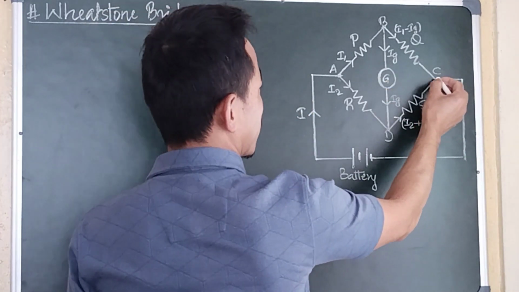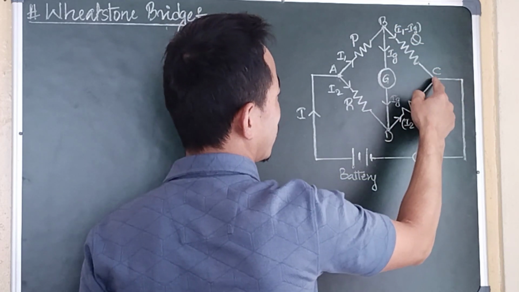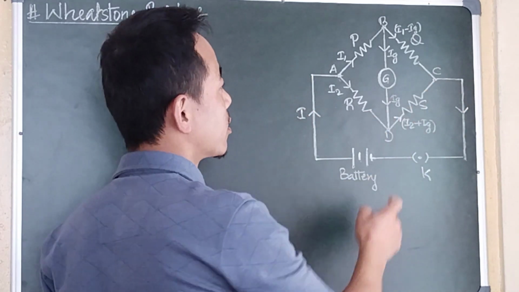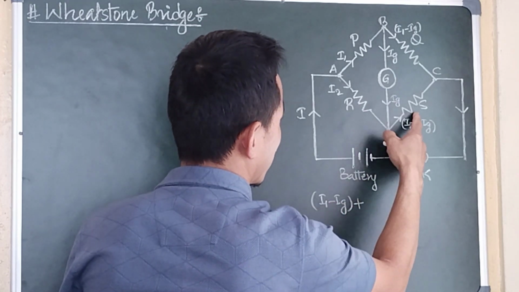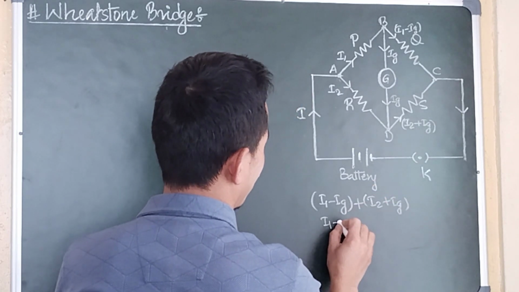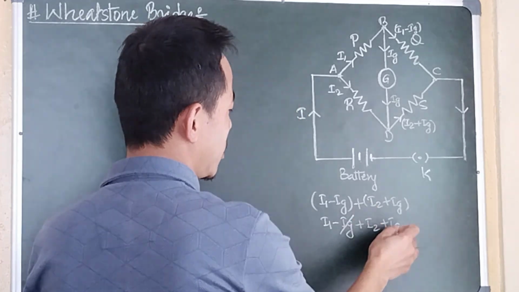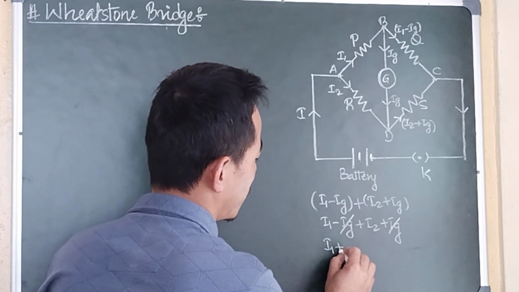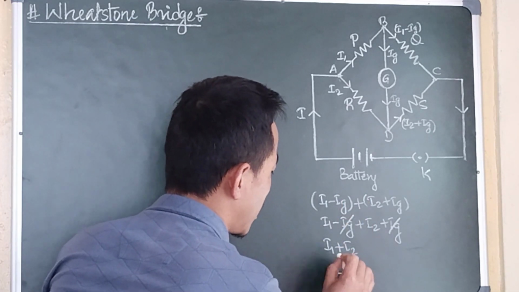Now again at junction C, this current I1 minus IG will reach here. Similarly, this I2 plus IG will also reach here. So what will be the current that will come out of this point C? This current I1 minus IG combines with this current I2 plus IG. If you open the bracket, I1 minus IG plus I2 plus IG. This IG and this IG get cancelled because one is minus, the other one is plus. So we will have I1 plus I2.